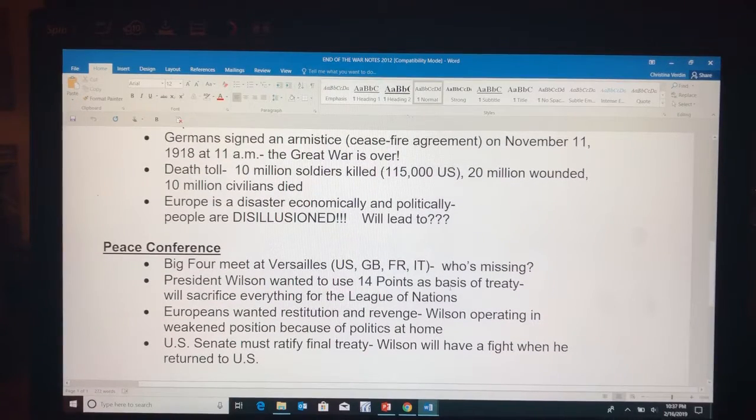So the next thing is this peace conference. They're going to meet, and we're going to look at Woodrow Wilson's 14 points in a second. But the big four meet: the U.S., Great Britain, France, and Italy. We see the losers are missing. Germany. Many of the Central Powers are missing. Russia is missing.